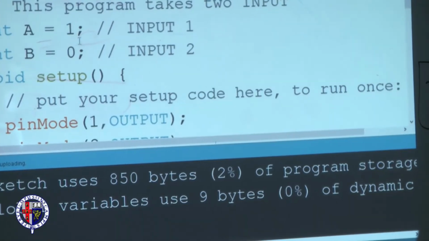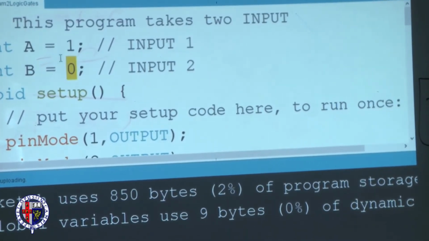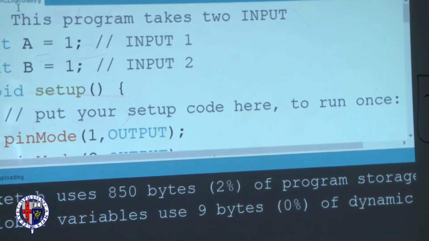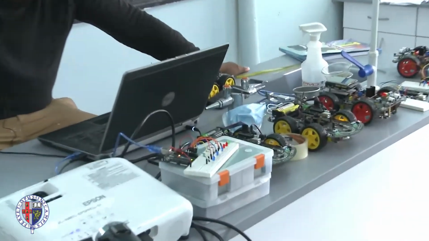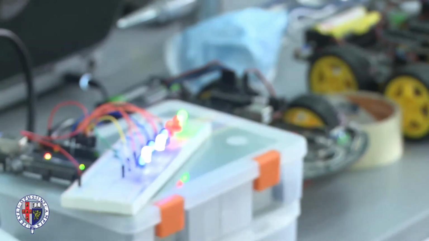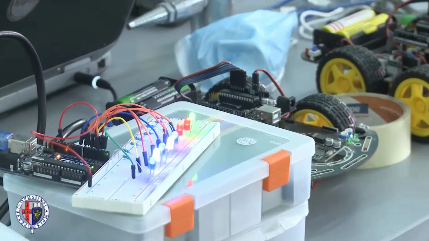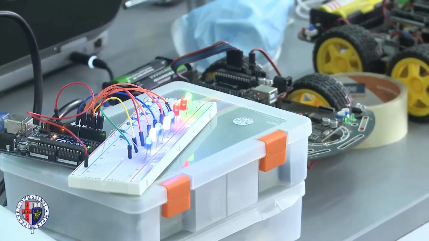Still nothing. Alright, so when A equals 1 and B equals 1, let's see what's happening. Alright, so that's ideal. We can safely say that this is an AND gate.